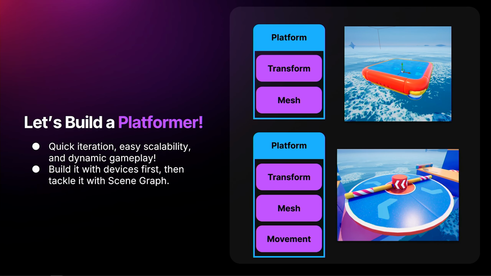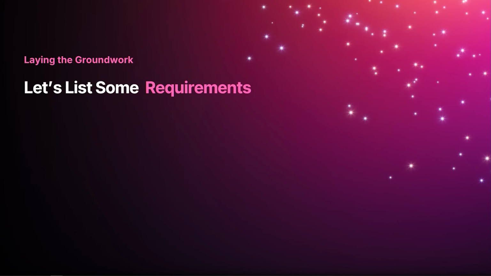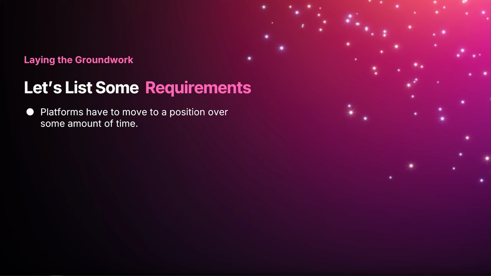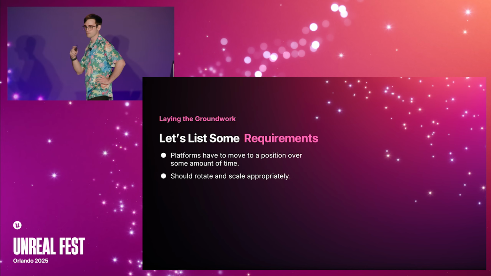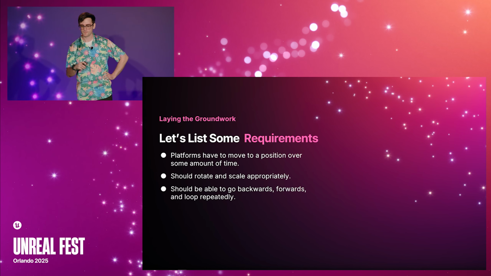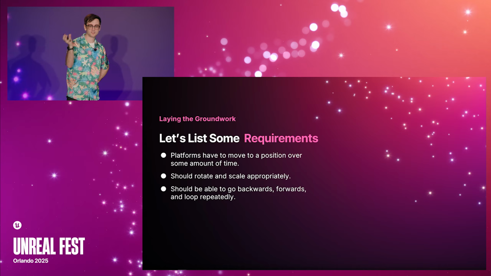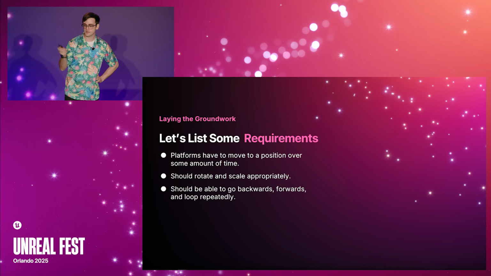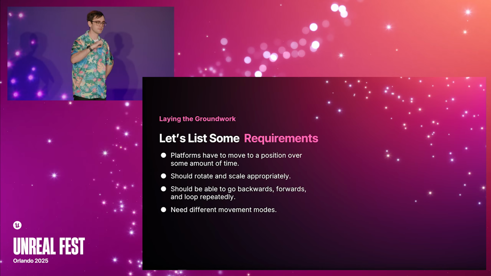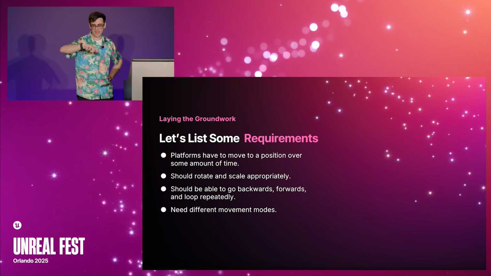So, like I said, we're going to build it with devices first and then tackle it with scene graph. So let's list some requirements. I want platforms. I want them to move to some position over some amount of time. I want them to rotate and scale appropriately as they move. I want them to be able to go forwards, backwards, loop repeatedly. I need different movement modes. I want them to speed up, slow down, wiggle all around, do all these sorts of things.